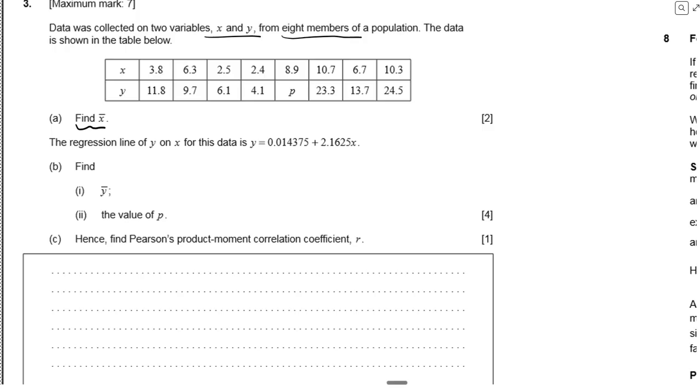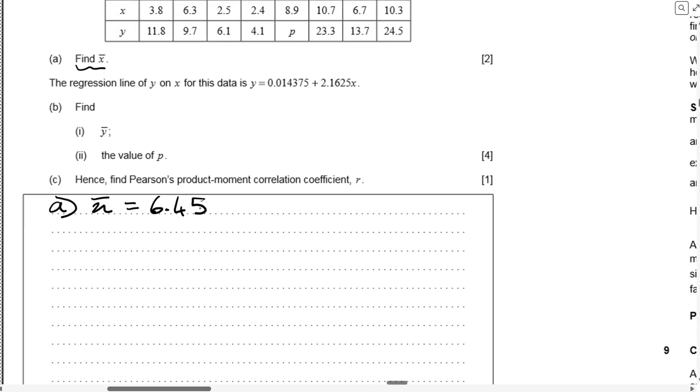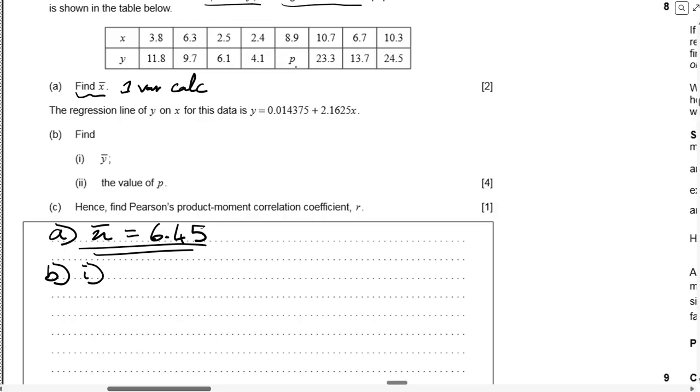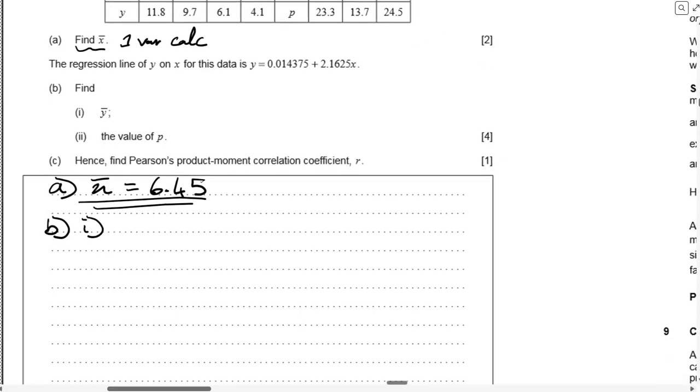And I can now use calculator, one variable, and I found the mean of x is equal to 6.45. So no calculation needed, just put in the values and it gives me the mean. That's our answer. Now B, I, and so for this one I just did one variable calc, since we have x here, so there's no need to do a second variable.